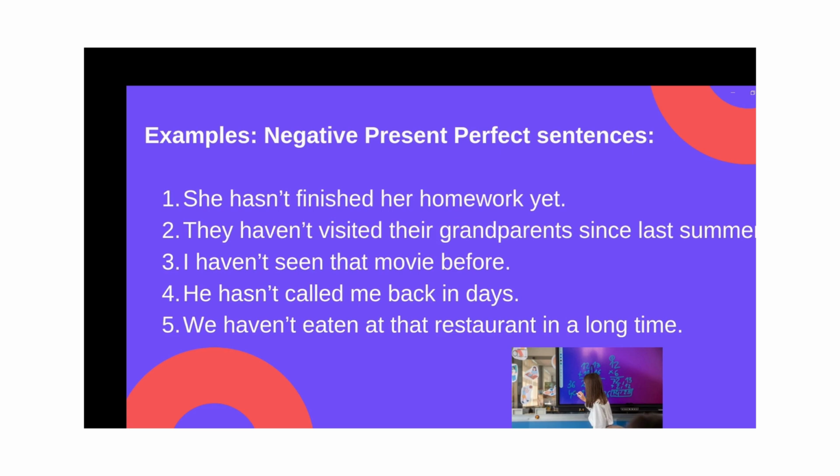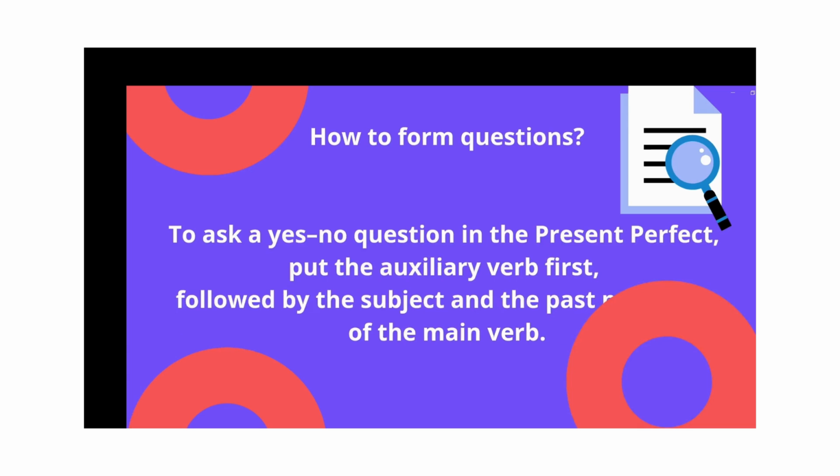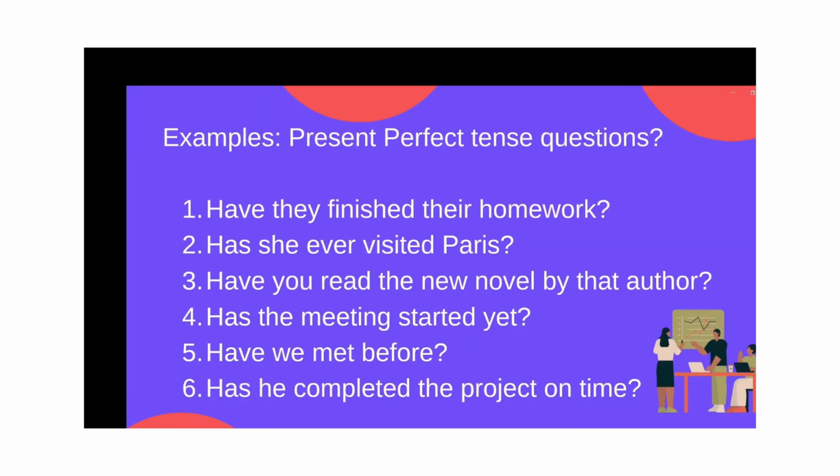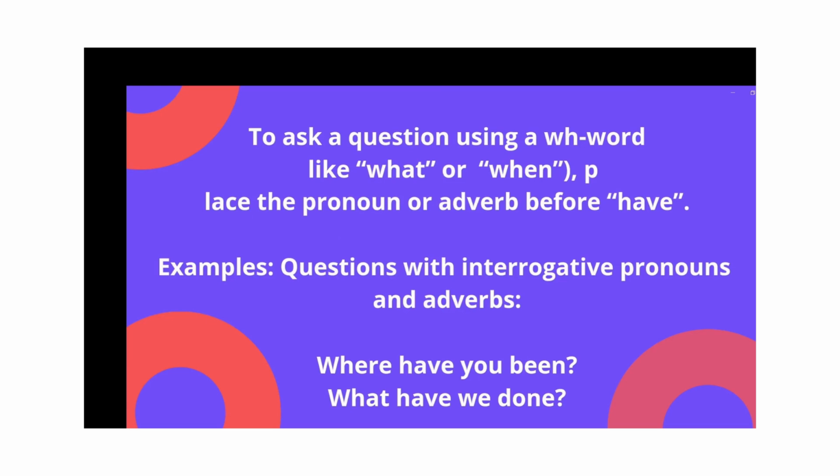What about questions? To ask a yes-no question in the present perfect, put the auxiliary verb first, followed by the subject and the past participle of the main verb. Has he completed the project on time? To ask a question using a WH word like what or when, place the pronoun or adverb before have. Where have you been? What have we done?